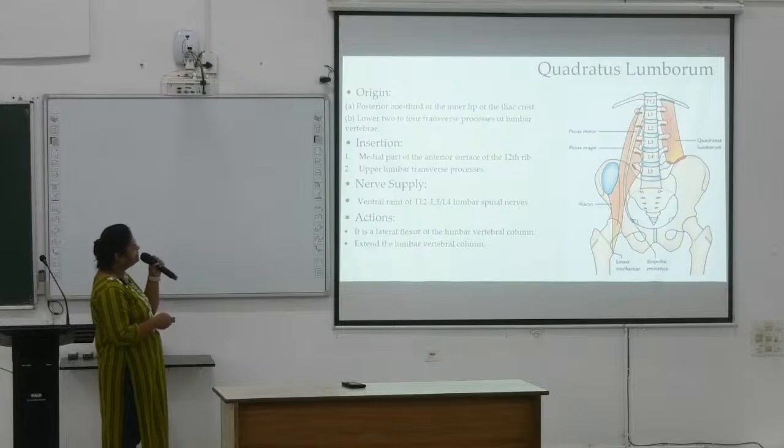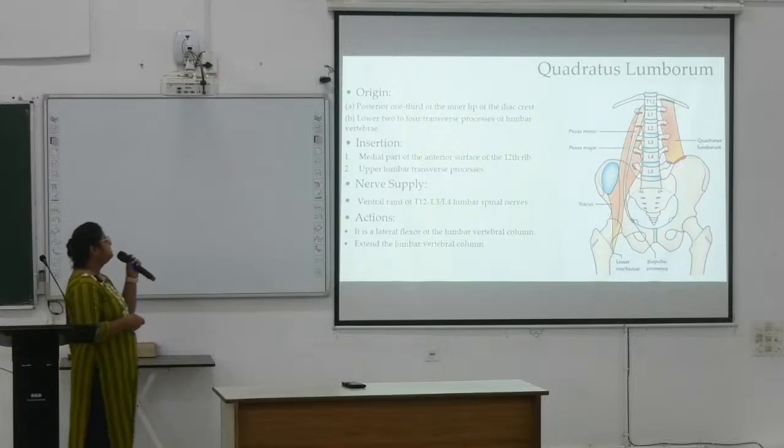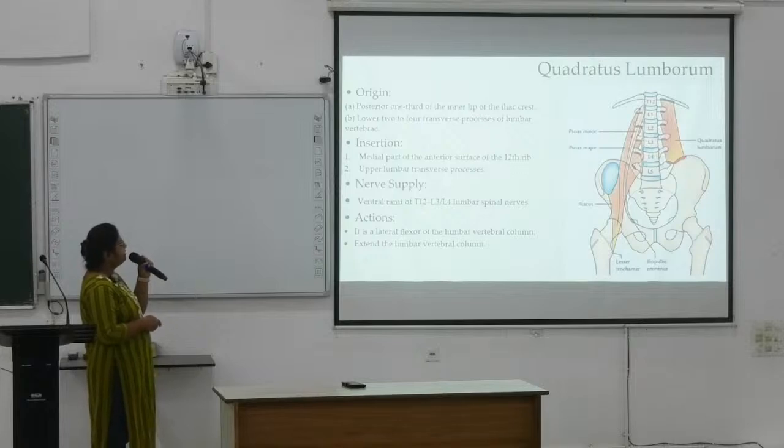Here is the insertion. Medial part of inner anterior surface of 12-3 and upper lumbar transverse process. Here is one insertion. Now, where is the nerve supply? Supplied by ventral rami of T12 to L3 or L4 lumbar spinal nerves.